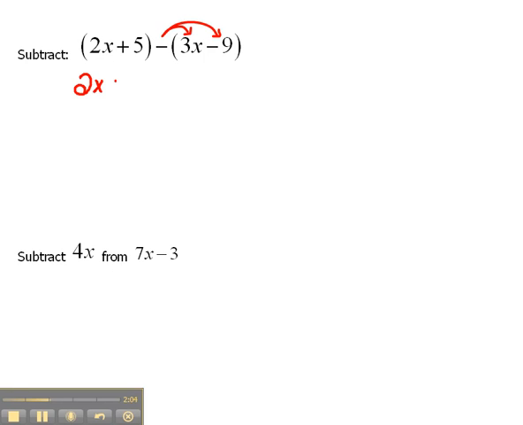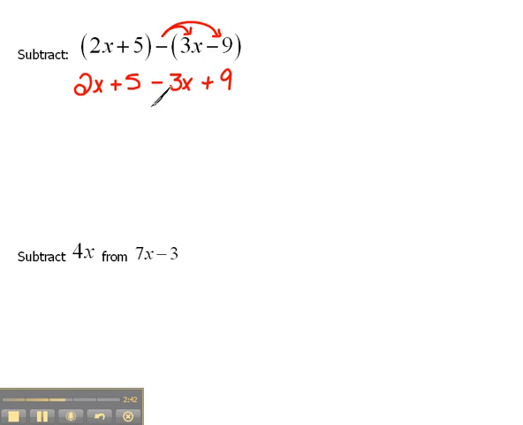Always rewrite the problem, 2x plus 5, and then incorporate that negative. Go ahead and do that distribution. So if we subtract a 3x, that would be minus 3x. And if we subtract a negative 9, that would be minus negative 9, which is a positive 9. Now once you have done that, then you can combine your like terms. If you don't write this out though, you're going to make a sign error, and you don't want to do that.